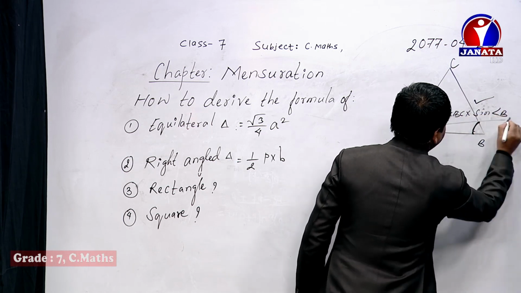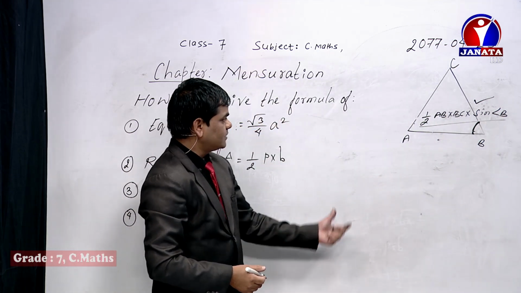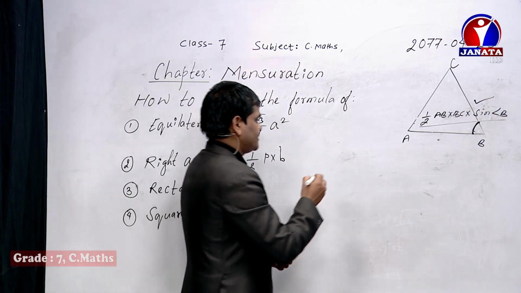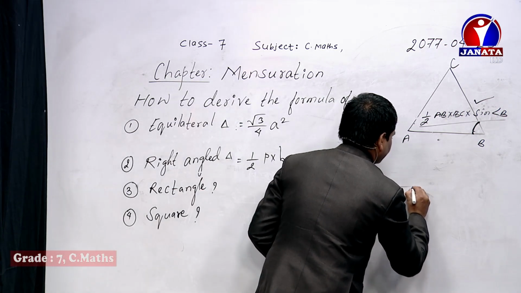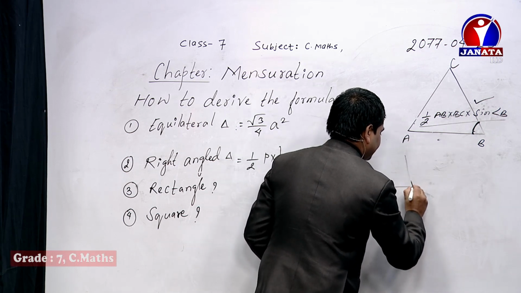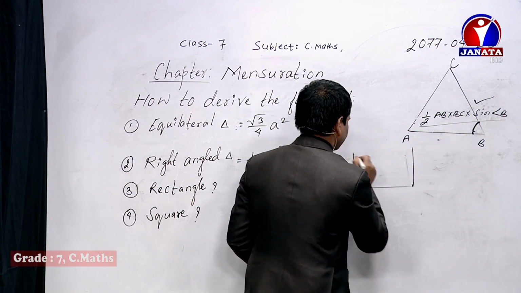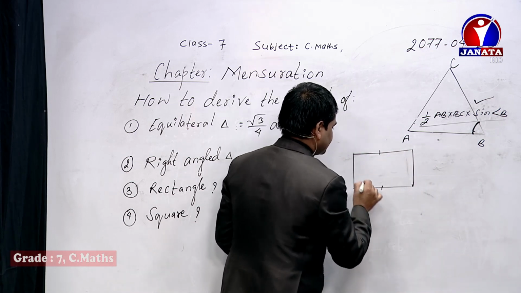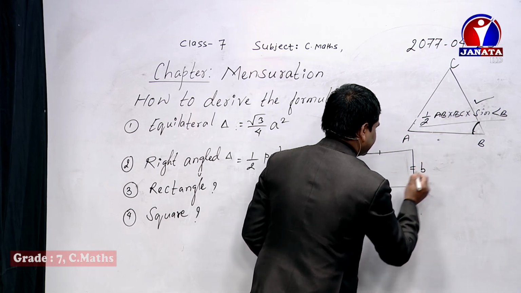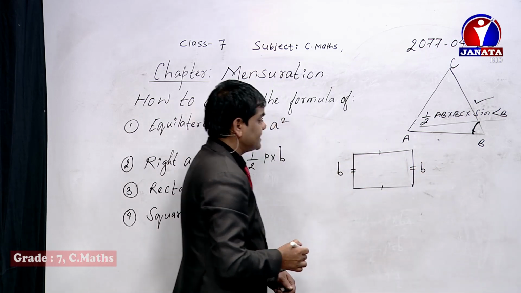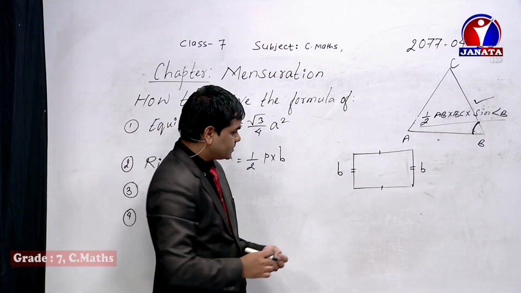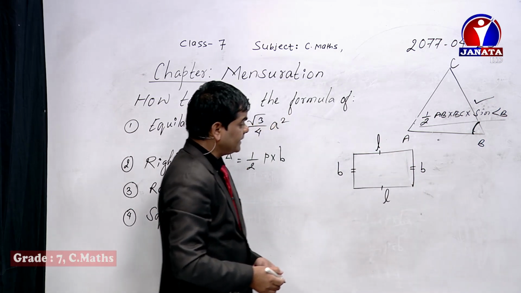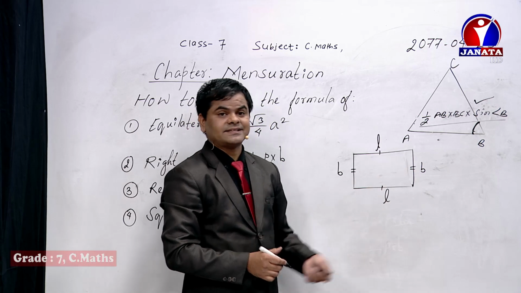So I'm writing it here so that it will be easy for me to derive the formula of a rectangle. What are the properties of a rectangle, dear friends? A rectangle is a polygon having opposite sides equal to each other. This means this one side equals this one, and this one side equals this one, isn't it? And the shortest side is known as the breadth, and the longest side is known as the length. So length is written as L, and breadth is written as B.